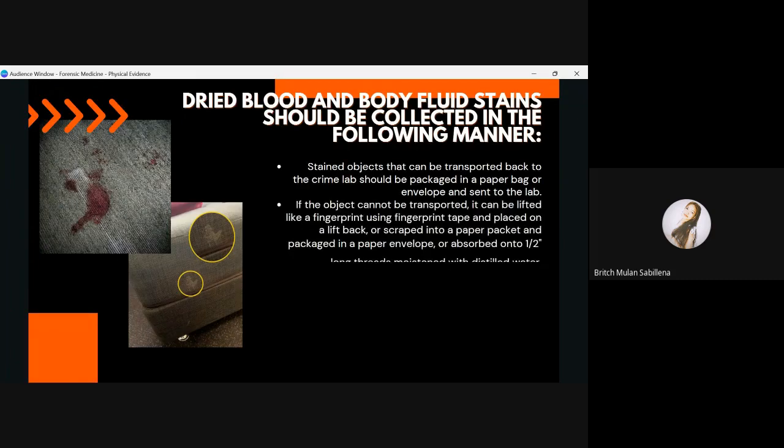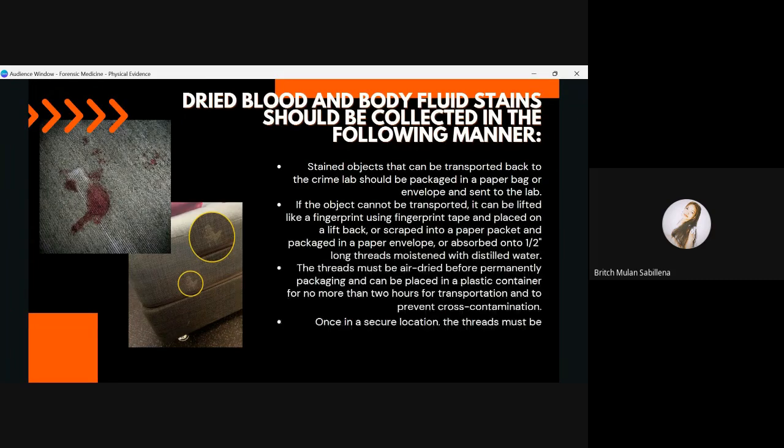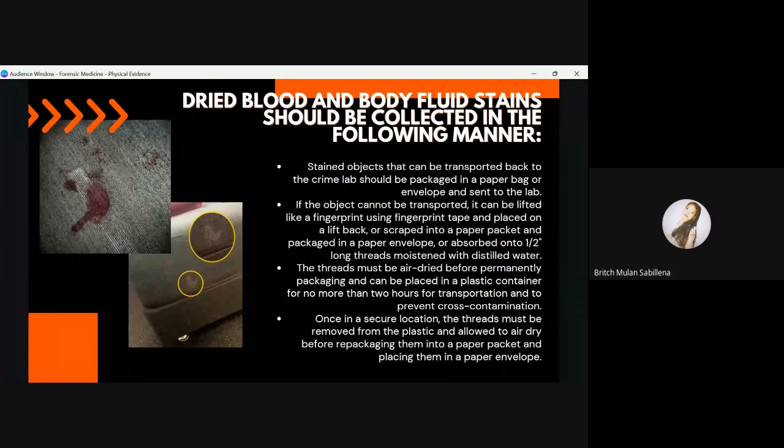Next, dried blood and body fluid stains should be collected in the following manner. If the stained object can be transported back to the crime lab, then package it in a paper bag or envelope and send it to the lab. If the object cannot be transported, then either use fingerprint tape and lift it like a fingerprint and place the tape on a lift back, or scrape the stain into a paper pocket and package it in a paper envelope.